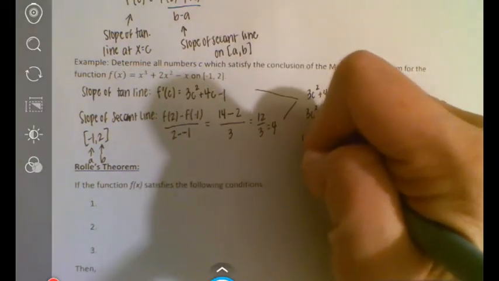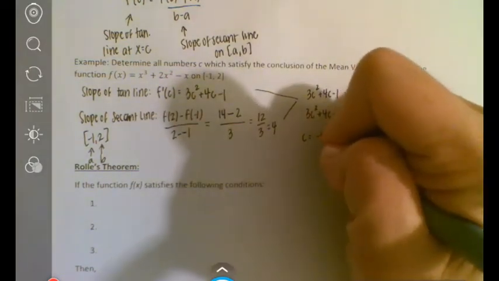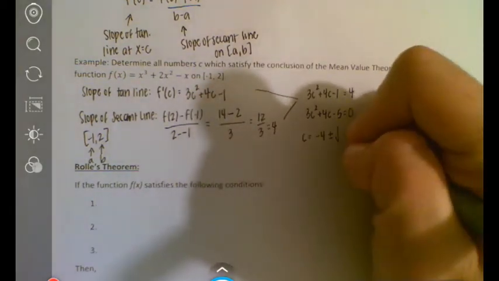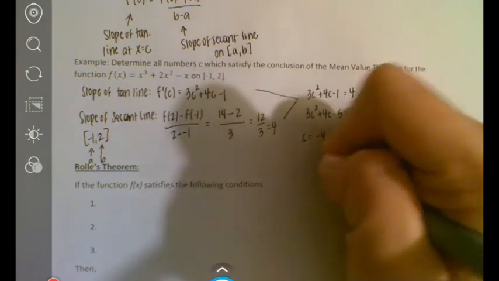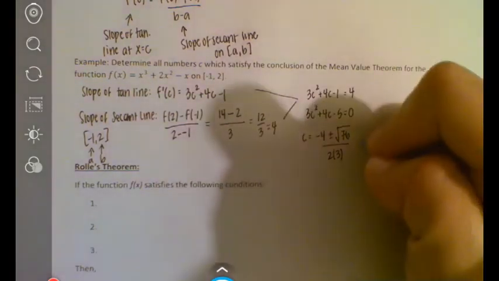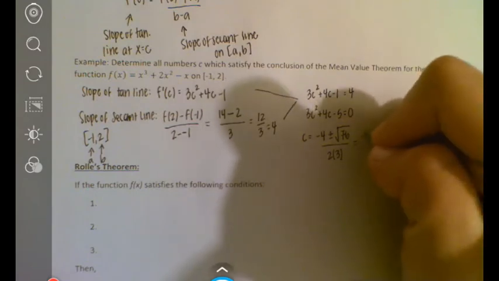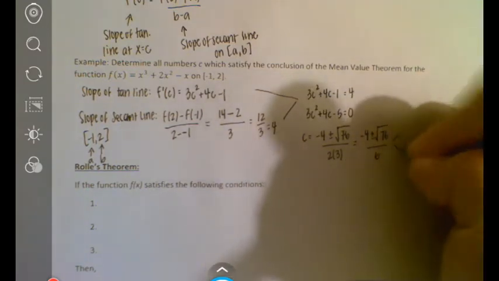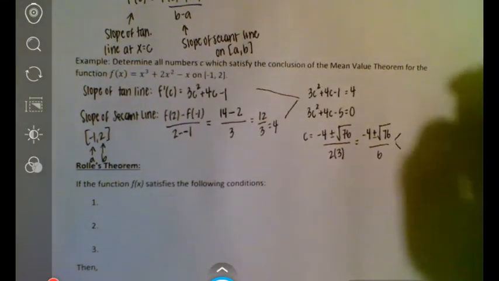So my c would be equal to the opposite of b, plus or minus, the discriminant here ends up being 76, and then all over 2 times a, so 2 times 3. So -4 plus or minus the square root of 76 all over 6. And this is going to give me 2 possible values here.